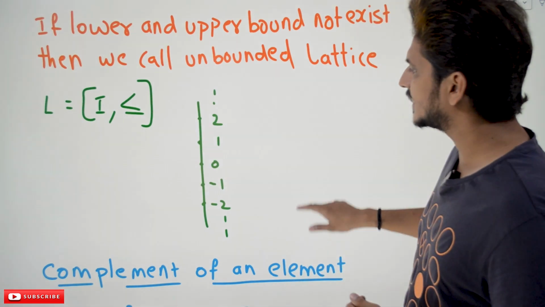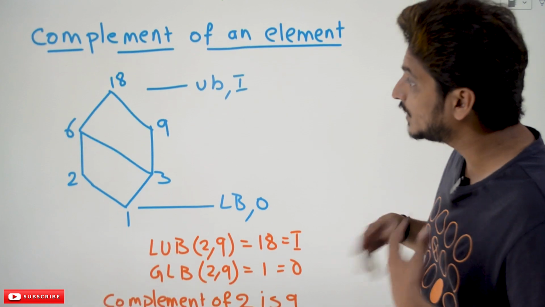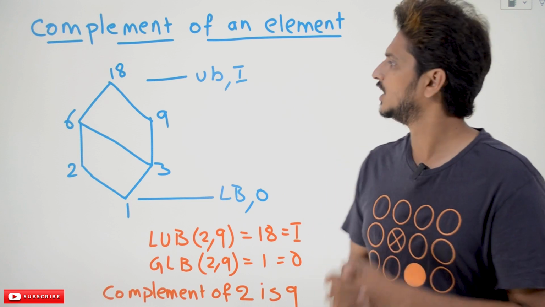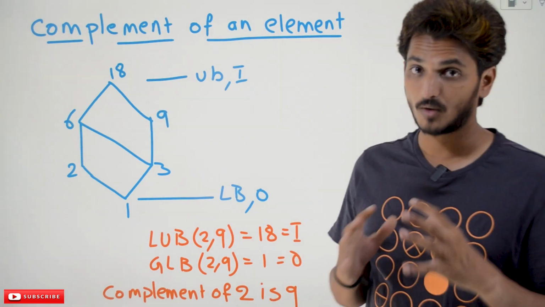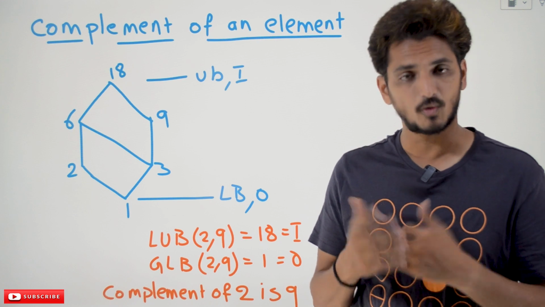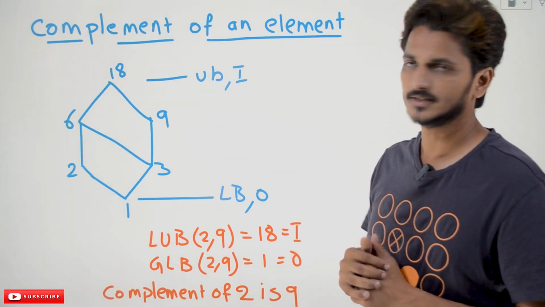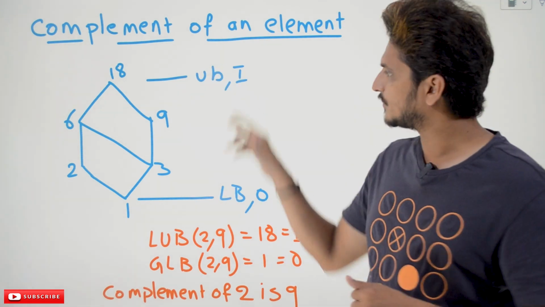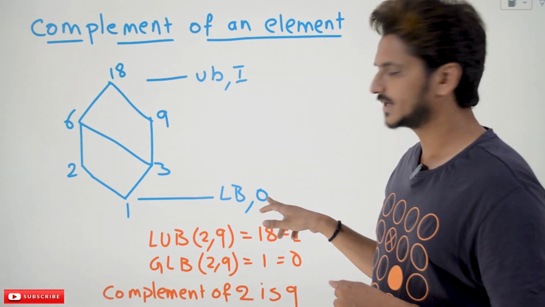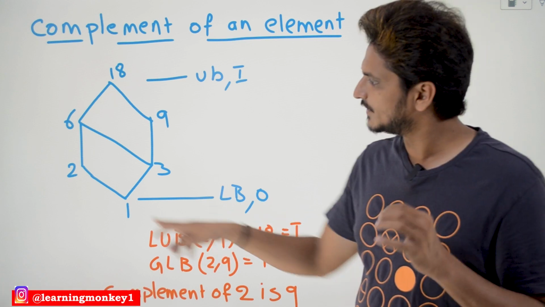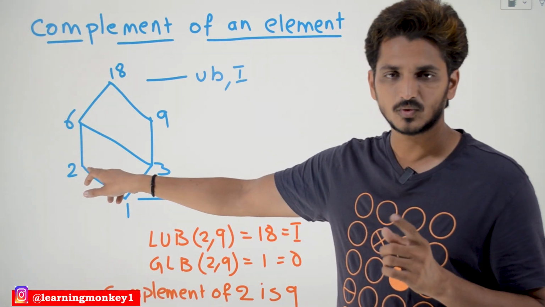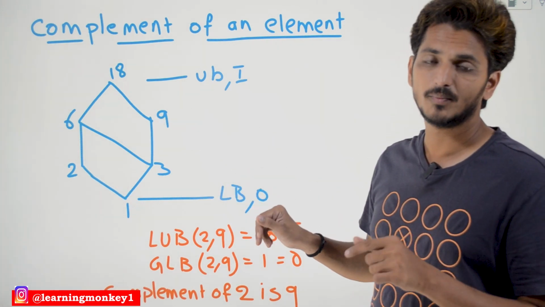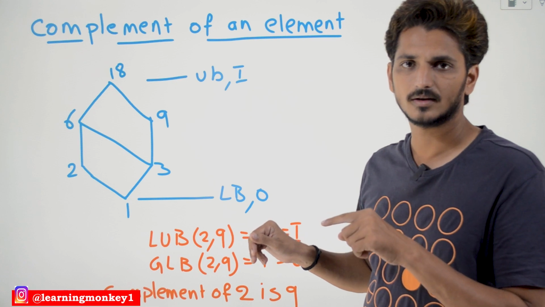Now coming to the next topic, before going into complemented lattice, first we need to understand how to find the complement of an element. You take a bounded lattice, so complements apply only to a bounded lattice. This is a bounded lattice, with upper bound and lower bound. The upper bound we call I and the lower bound we call O. You take any element. Let's take an example, 2. What is the complement element of 2? It is 9. 9 is the complement of 2 and 2 is the complement of 9.